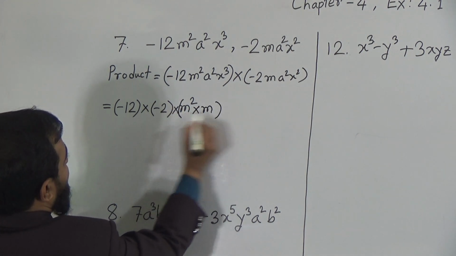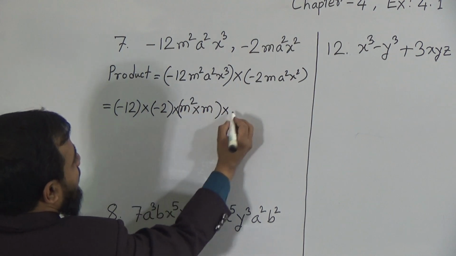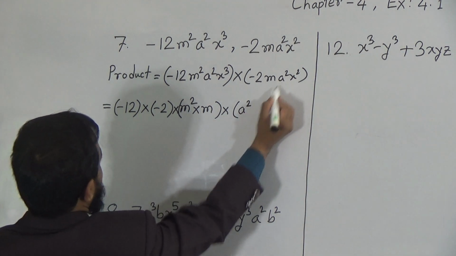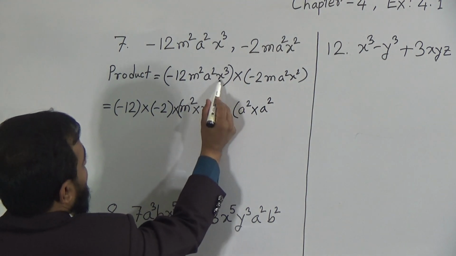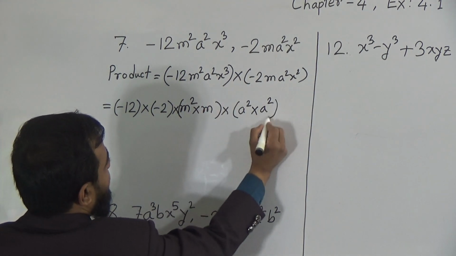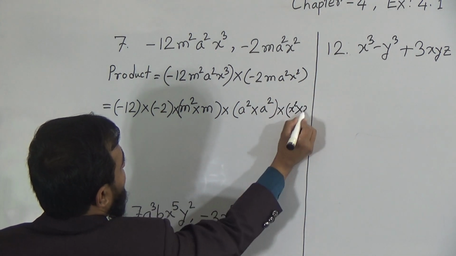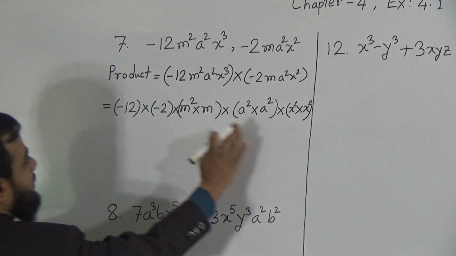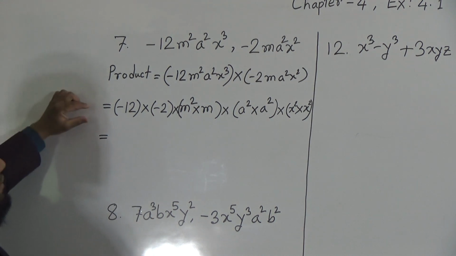Next variable is a square. We multiply it with the second expression's a square, the same variable. Now the x square: we have to multiply x square with this x square. Students, now look, we have already separated the numerals and the variables. Now we need to multiply. It's a simple multiplication.